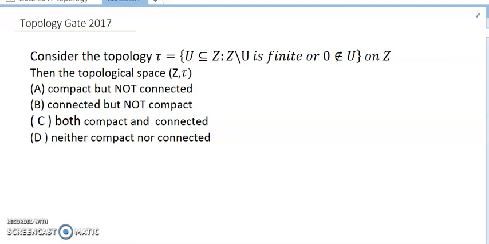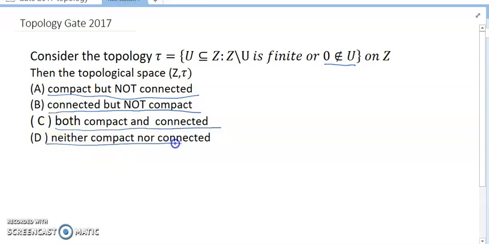GATE 2017. Consider the topology tau equals the set of U subset of Z such that Z minus U is finite, or 0 does not belong to U, on Z. Then the topological space (Z, tau) is: compact but not connected, connected but not compact, both compact and connected, or neither compact nor connected.